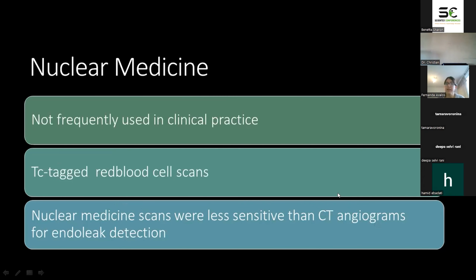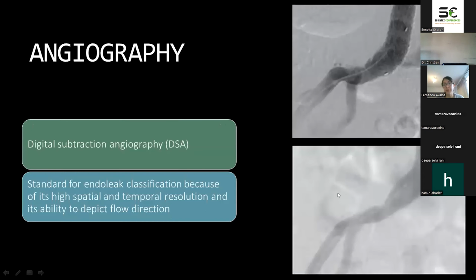Nuclear medicine is not frequently used. We tag red blood cells and do the scan, but there is not good anatomy, it's less sensitive, it's expensive, and we need more time. So it's not a study that we recommend.